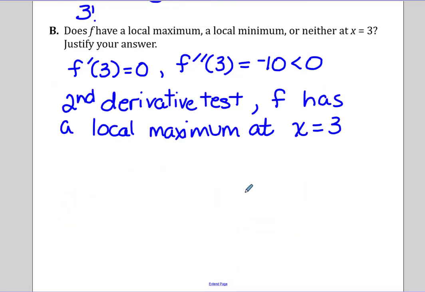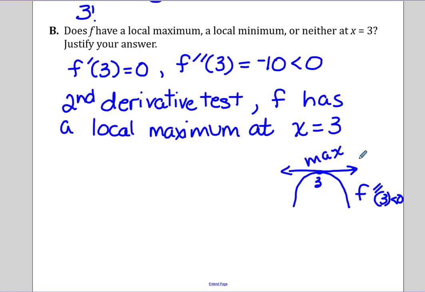And just for you graphic people, we've got a concave down graph. Second derivative at 3 was negative, and the first derivative at 3 was 0. So at 3, I've got some kind of a maximum here, because f prime of 3 is 0, and f double prime says we're concave down through 3.